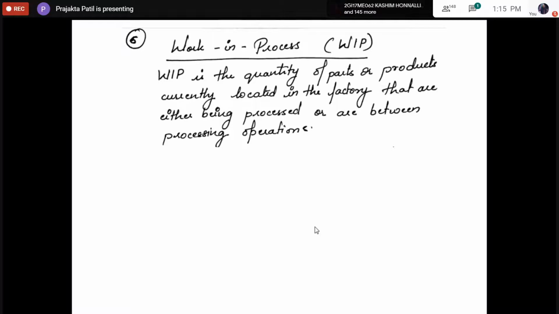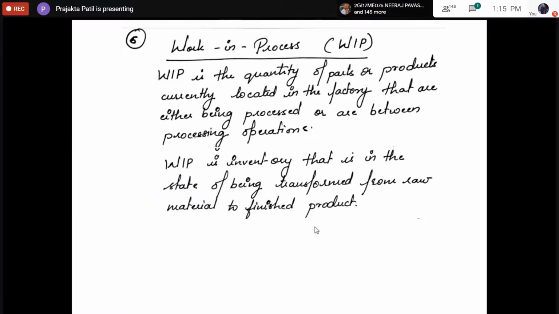So the time it is going to be there in between the stations, that is work in process. We call it work in process inventory. It is like a storage station in between the two stations. Work in process is the quantity of parts or products currently located in the factory, which are either being processed or are in between processing operations. Basically, it is an inventory in the state of being transformed from raw material to the finished product. So it's like a short inventory in between the stations.